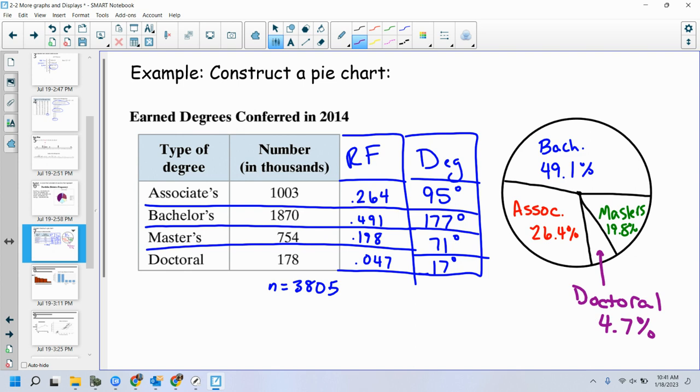Could you have done this based on the percentages alone? Yeah, I mean, 49% of a circle is just a little less than half. A semicircle. 26.4% of a circle, okay, that's a little bit more than a quarter of the circle. You can kind of ballpark it on that, but to get really formal about it, you should find the degrees.